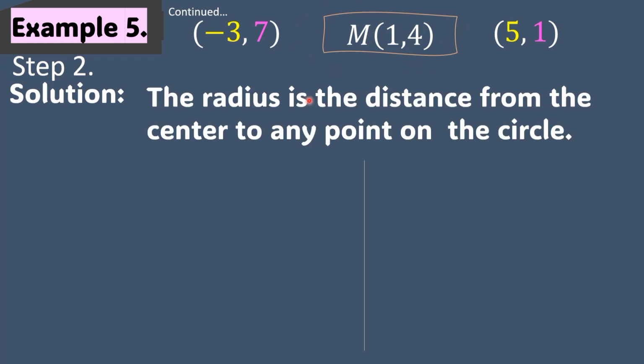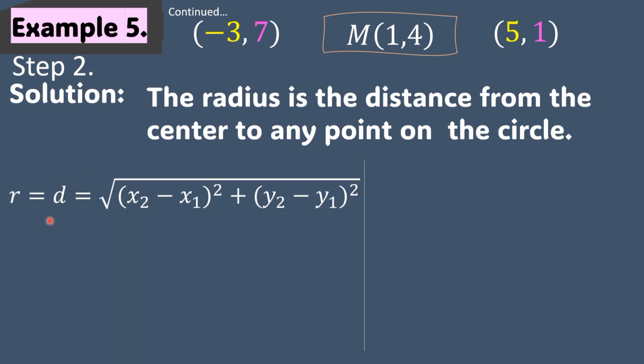We can now find the distance from the center to any point on the circle, and the distance is the radius itself. We may use (−3, 7) and the midpoint coordinates to get the distance, or the coordinates of the other endpoint and the midpoint to get the distance. r, which is the distance d, is equal to the square root of the square of the difference of the two x's plus the square of the difference of the two y's.